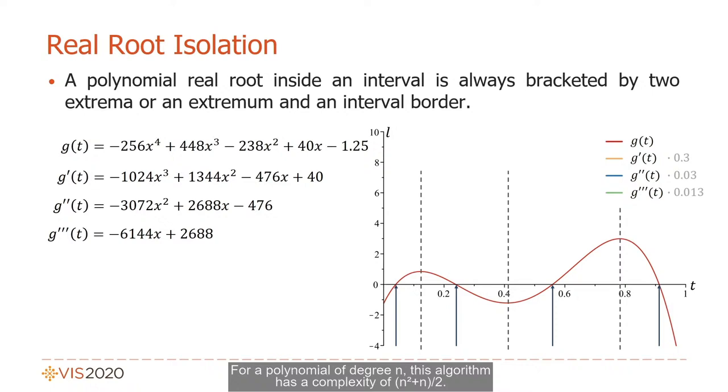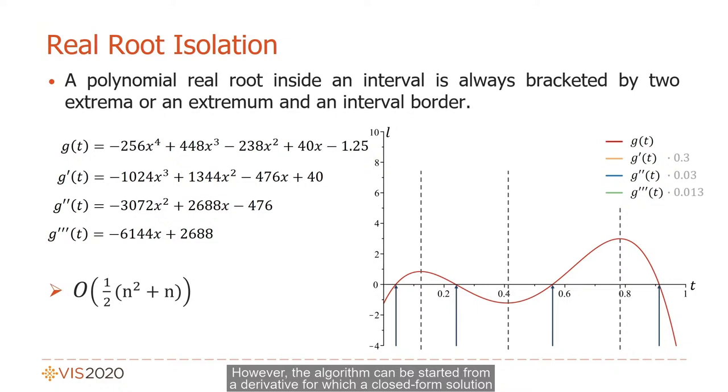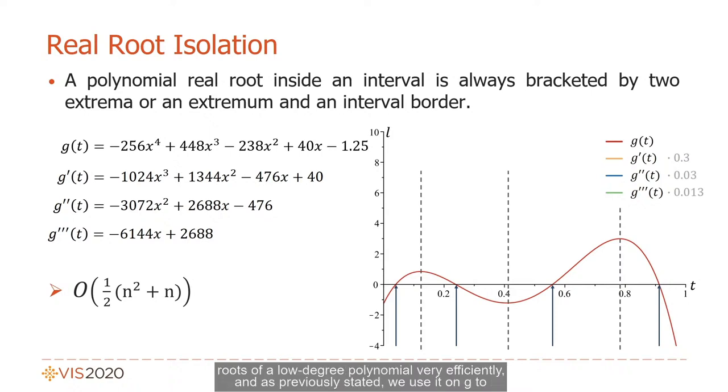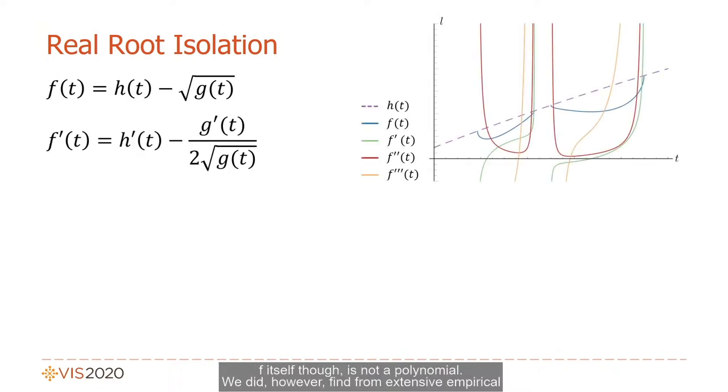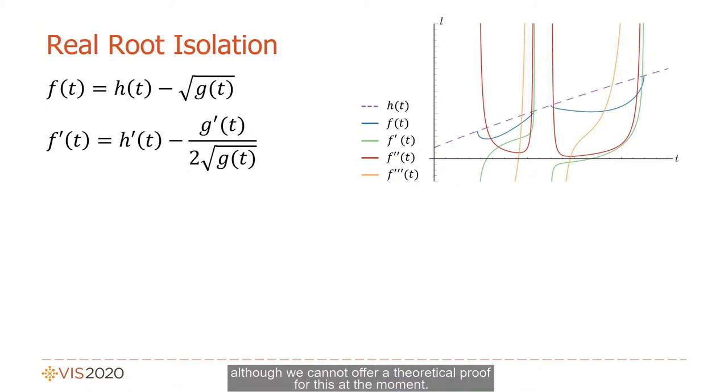For a polynomial of degree n, this algorithm has a complexity of (n squared plus n) divided by 2. However, the algorithm can be started from a derivative for which a closed form solution exists. This simple algorithm can calculate the real roots of a low degree polynomial very efficiently, and as previously stated, we use it on g to find the real intervals of the function f that models our ray intersection. F itself, though, is not a polynomial. We did, however, find from extensive empirical study that the number of roots in each derivative of f does indeed decrease in the same manner, although we cannot offer a theoretical proof for this at the moment. Either way, we employ this algorithm to isolate the roots of f dash also.